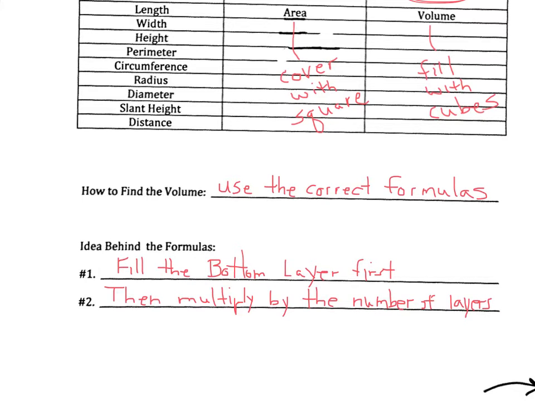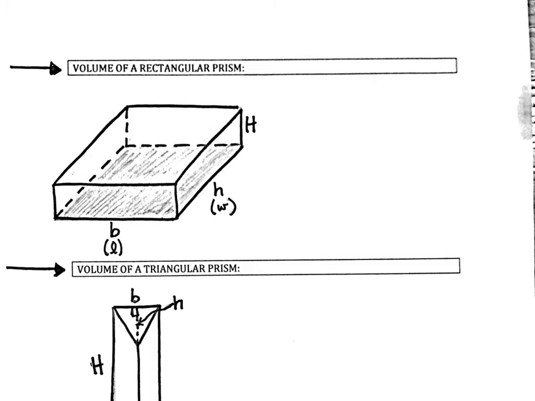Alright, let's keep going. The first shape, rectangular prism. Okay, we're first going to fill up the bottom layer, which is a rectangle. So volume is filling. Well, how many cubes would fit right sitting here? You would just go base times height, or length times width.